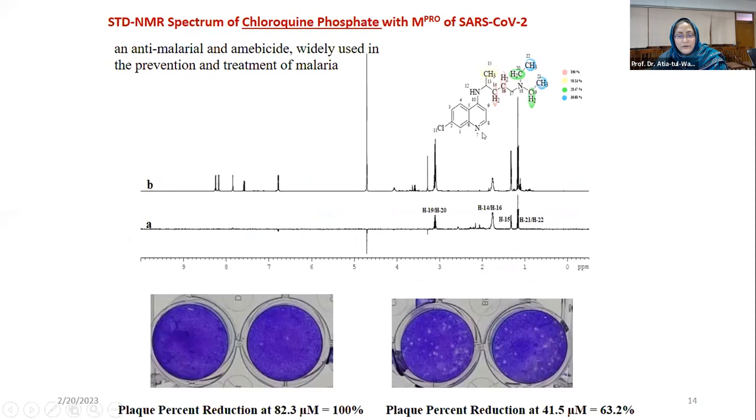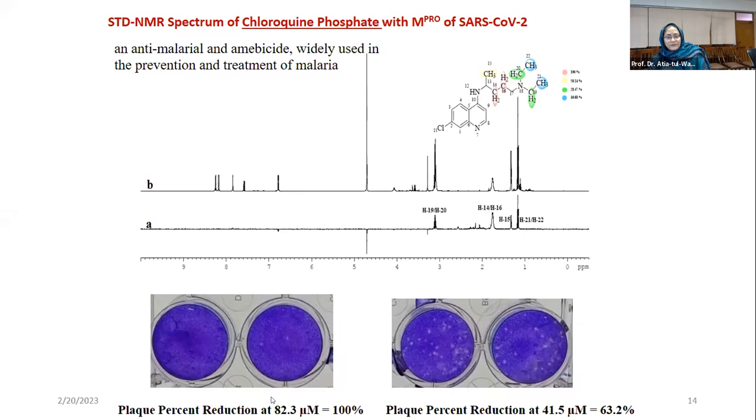This is chloroquine phosphate. Here we can see that B is the proton NMR spectrum and A is the STD NMR spectrum. So the difference in the spectrum you can see, the protons which are highlighted are receiving the saturation from the protein. Looking at the plaque reduction percentage, we can see that this molecule is inhibiting the growth of the virus, with 63.2% inhibition and 100% inhibition when we use 82.3 micromolar of chloroquine phosphate.